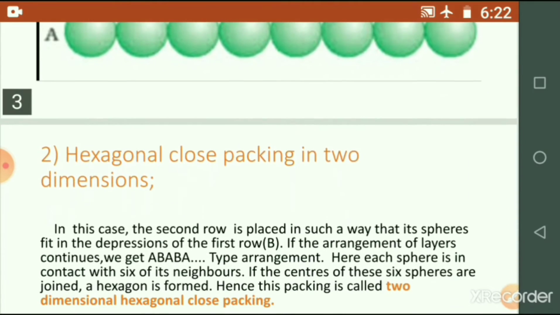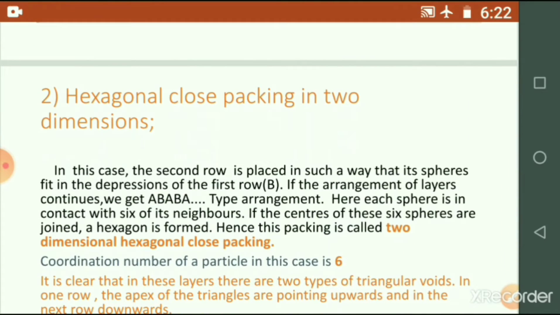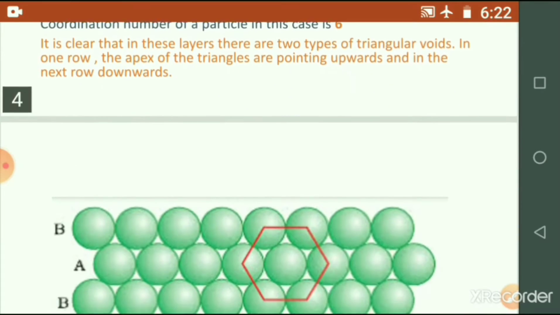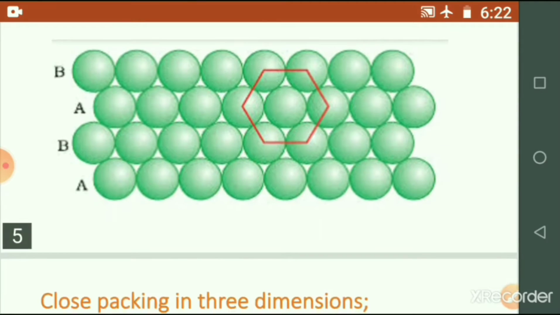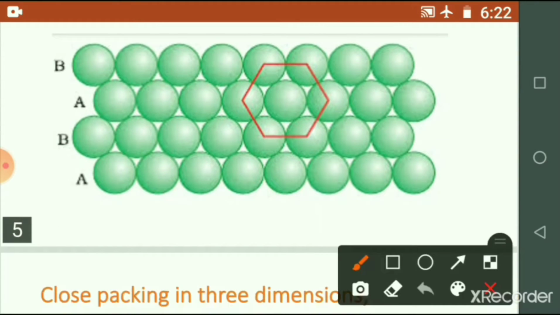Next one, hexagonal close packing in two dimensions. Let us first see how this comes. For hexagonal close packing, we are going to consider the one-dimensional close packed layer. This is the first layer. Above this, we are going to place the second layer spheres. How we will place is, in the depressions formed of the first layer we will place the second layer spheres.